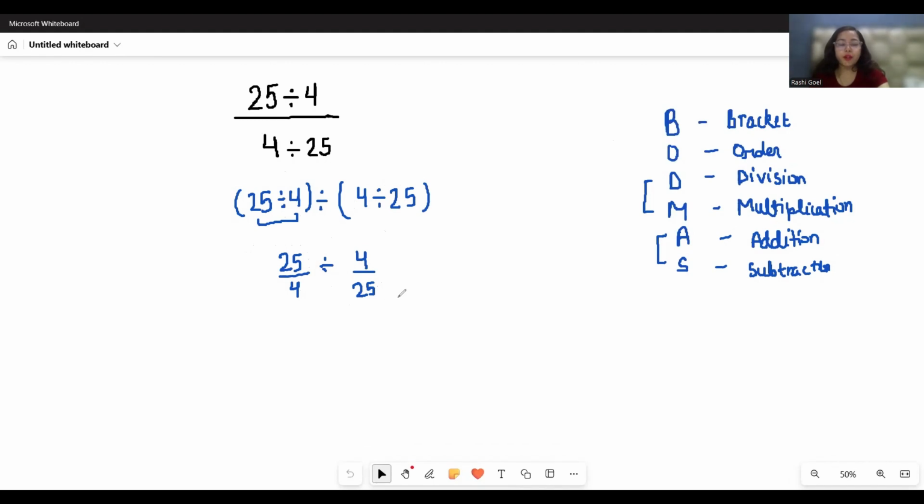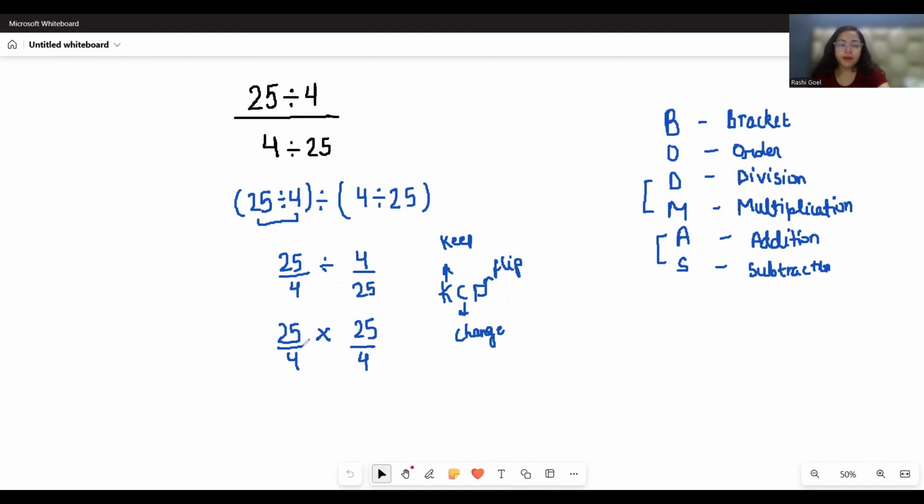Now here I am going to apply a rule that is the KCF rule, which says that K stands for keep, C stands for change, and F stands for flip. So how can we use it? Keep the left hand, change the symbol, the division to multiplication, and flip the right hand. So it becomes 25 by 4.